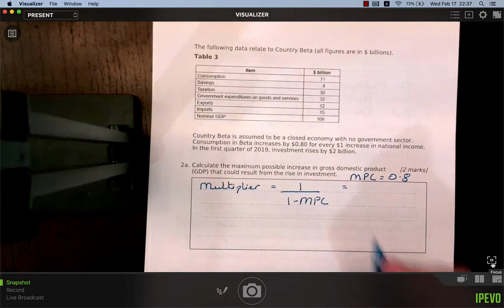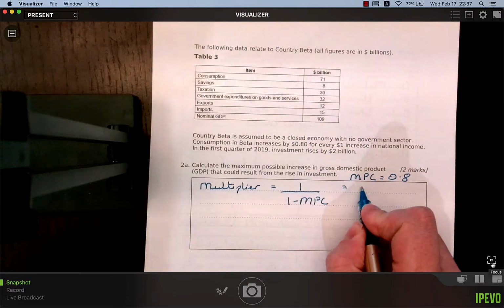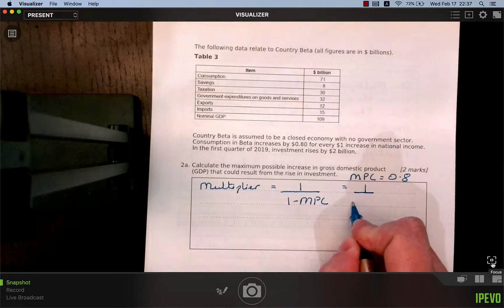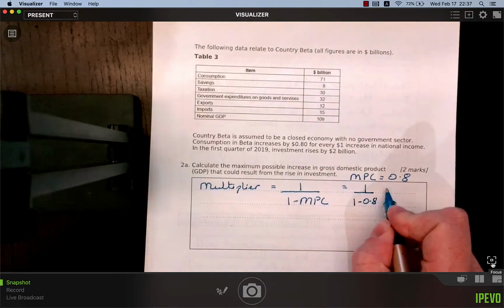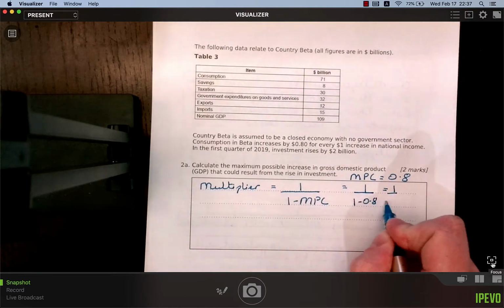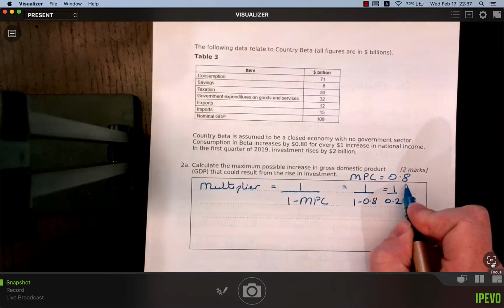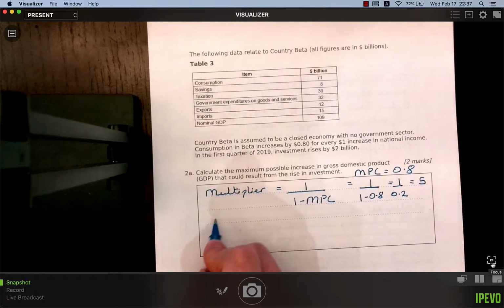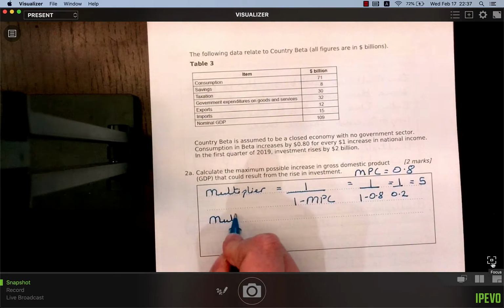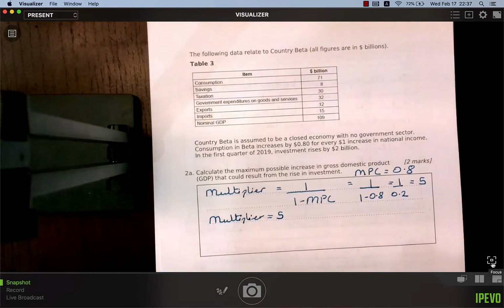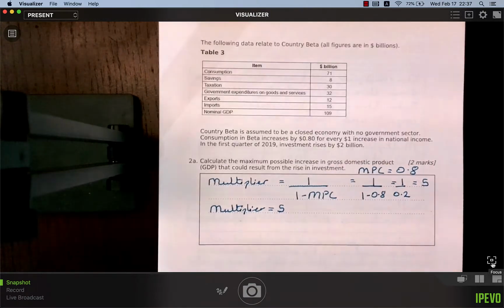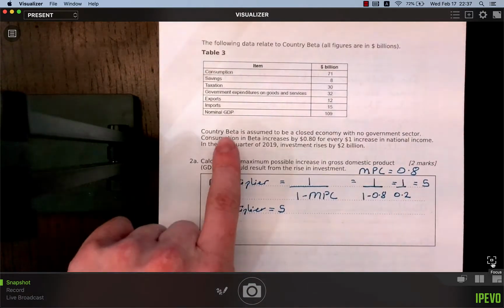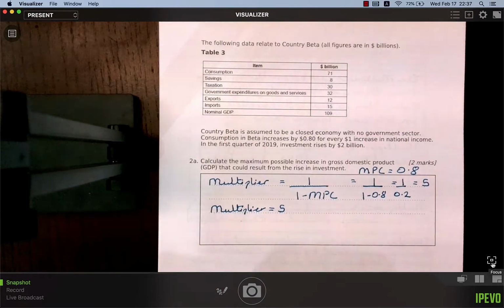So what we've got here is 1 over 1 minus 0.8 equals 1 over 0.2 equals 5. So what our answer here is, the multiplier equals 5. That means any initial increase or any initial injection into the circular flow of income of country beta will cause national income to rise by 5 times that initial injection.